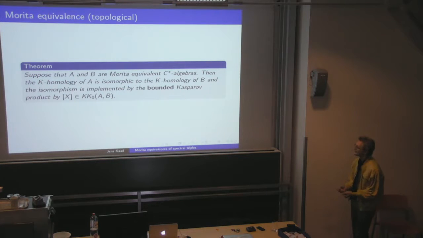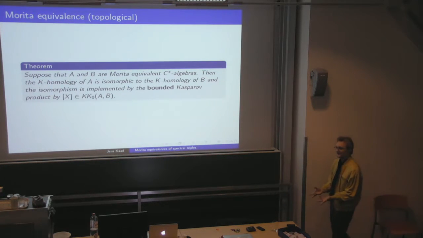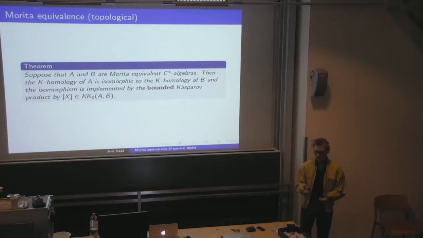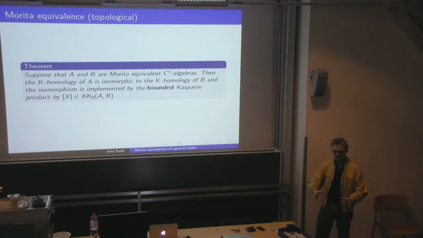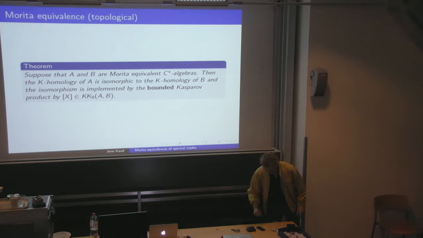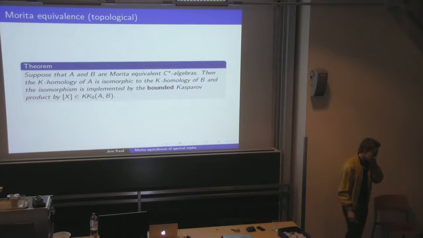And moreover, I don't want my class of modules to be so coarse as the Hilbert C star modules, because I'm not only interested in transporting topological information. So I have to find some kind of balance between these two different types of modules.